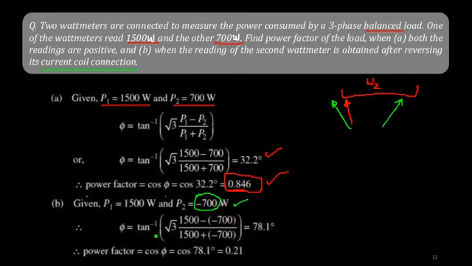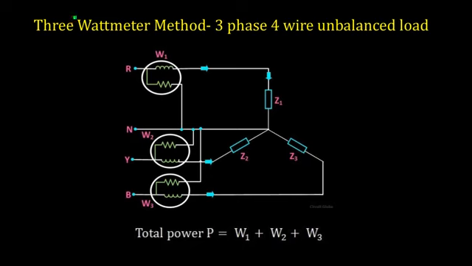Now, using the same equation, you can find out the power factor. So you'll be getting a power factor of 0.21. The angle is 78.1 degrees and your power factor will be 0.21. So in this way you can find out the power factor from 2 wattmeter readings. Such sort of questions you can expect.